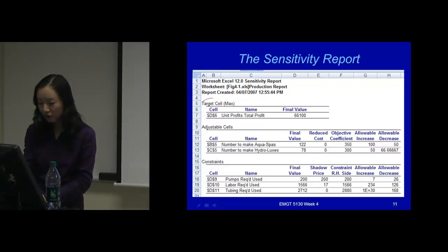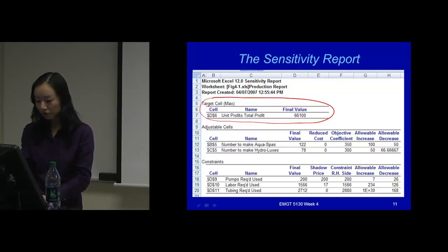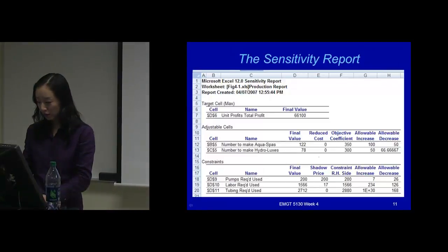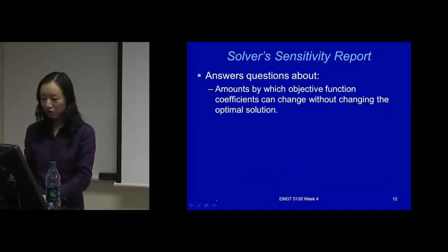So this first part is the same as the answer report. It just tells you what the objective function value is. Then we'll look at this adjustable cell part and the constraint part. The questions that the sensitivity analysis report answers include the amount by which the objective function coefficients can change without changing the optimal solution, which means the x1, x2 values.